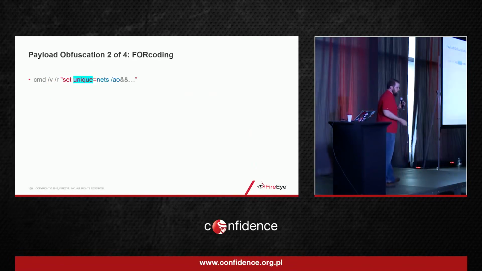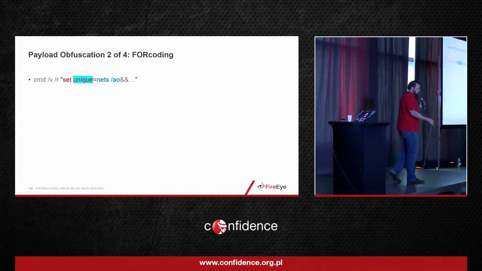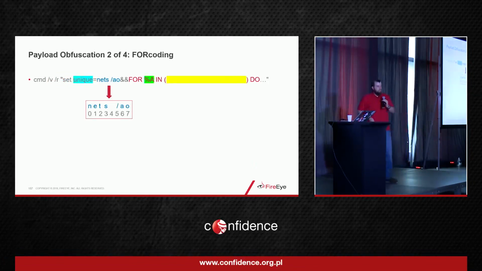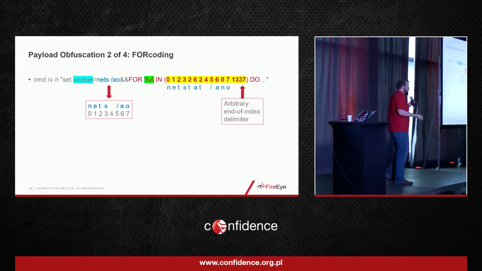For coding, for loop encoding. Let's set the unique characters. So we have netstat ANO. Let's take the unique characters and set it in this variable unique. Then let's create a for loop. And we're going to build out the indexes of every single character in the for loop. And then we're going to end with some other character as kind of our bookend.